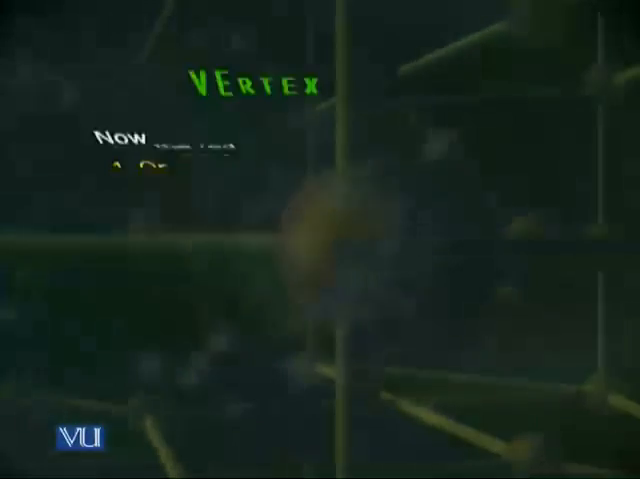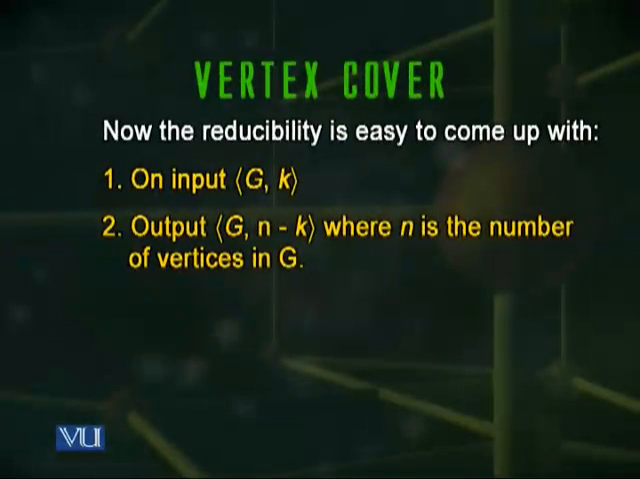Now we can come up with our reducibility, which is very easy. The reducibility is very simple. Suppose that you get as input a graph G and K. So you are being asked if G has an independent set of size K. Then you will just output G and n minus K. Now, if the graph has a vertex cover of size n minus k, then the graph has an independent set of size k, and vice versa.